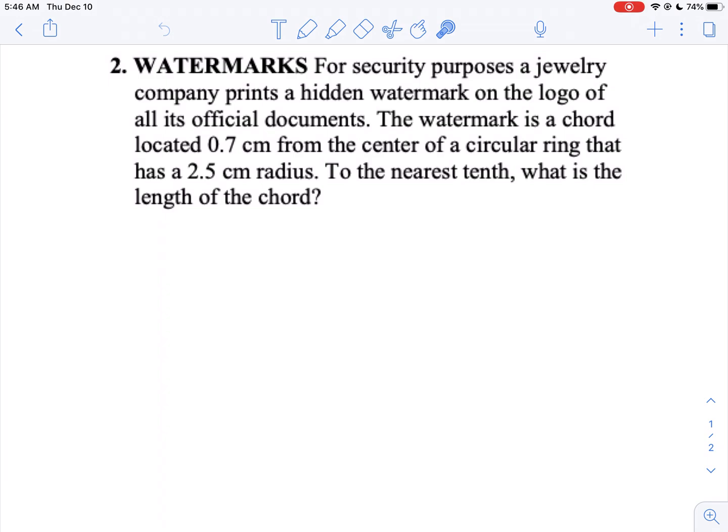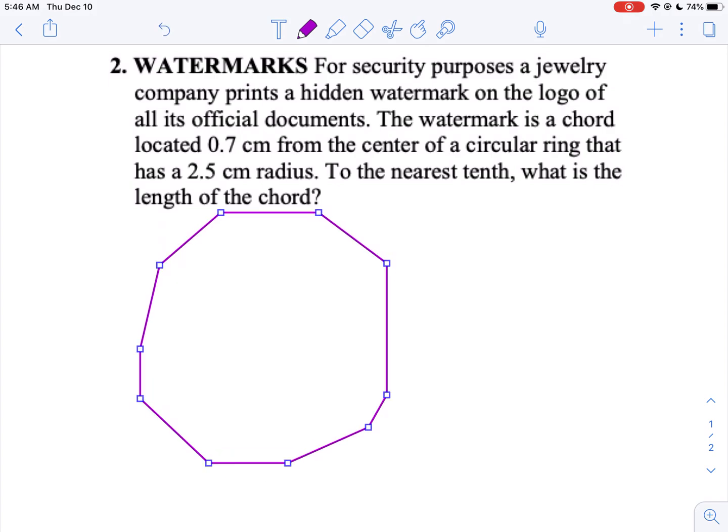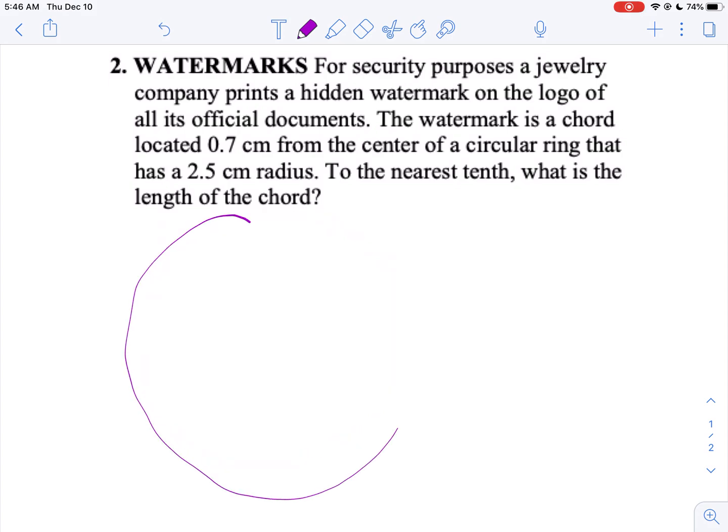Well, let's model this with a picture. So we have this circle. Yep, I can't draw a circle. And here's the center. And we have this chord. And we know the chord is 0.7 centimeters from the center.